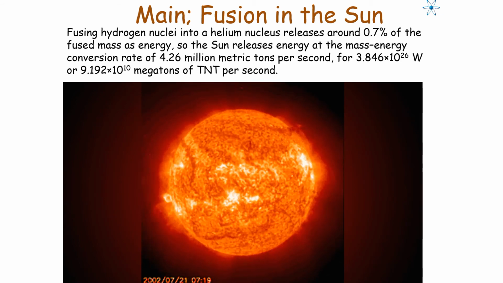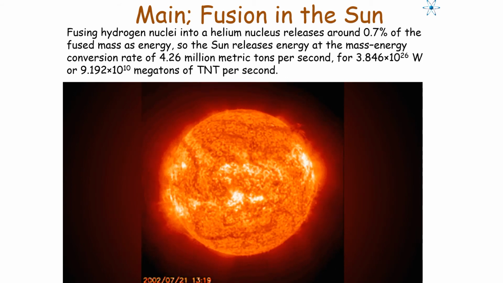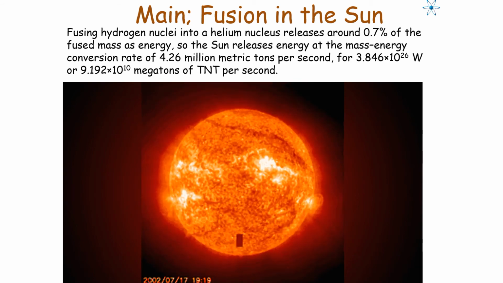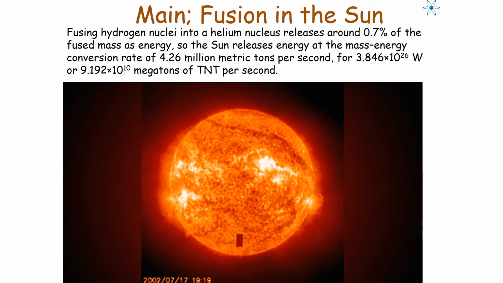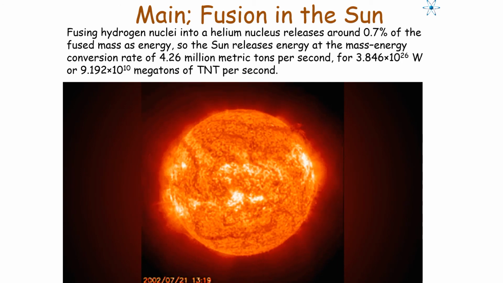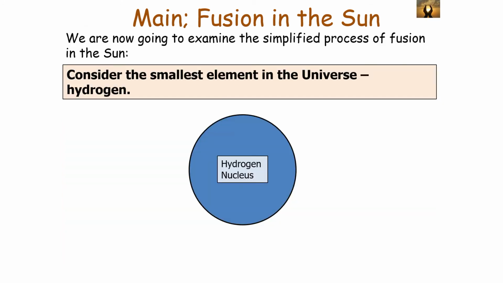Now, the Sun releases energy at a mass conversion rate of about 4.26 million metric tons per second, for 3.8 times 10 to the 26 watts of power, or 9.192 times 10 to the 10 megatons of TNT being detonated every second. So let's look at the process of fusion in the Sun.